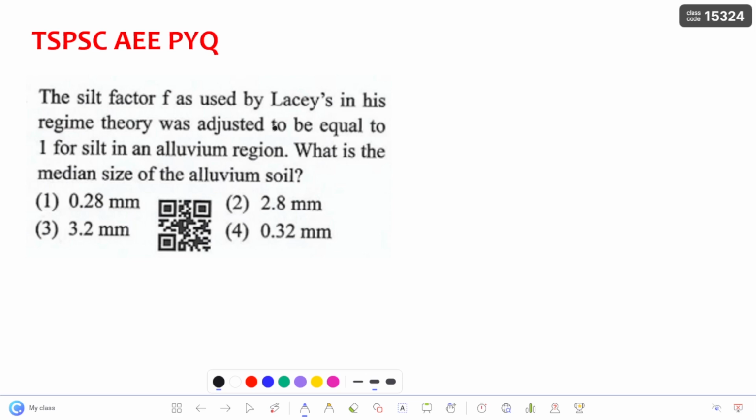Let's come to the next question. The silt factor F as used by Lacey's in his regime theory was adjusted to be equal to 1. F is 1, given in the question. In an alluvium region, what is the median size of the alluvium soil? Soil particle size is being asked.